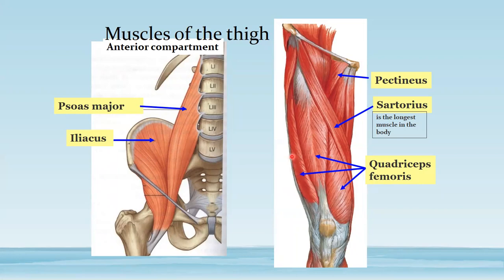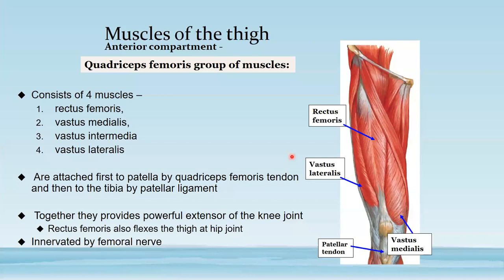So what is quadriceps femoris? It's a group of muscles that consists of 4 muscles: the rectus femoris, vastus lateralis, vastus medialis, and vastus intermedius below the rectus femoris. All of them are attached first to the patella, by the quadriceps femoris tendon, and then by the patellar ligament to the tibia.